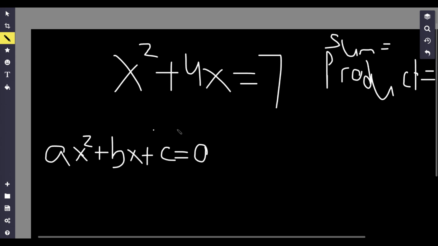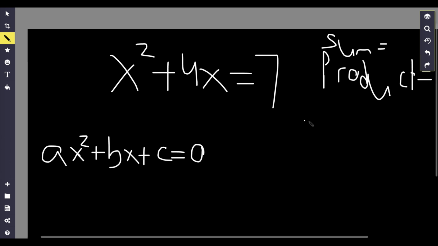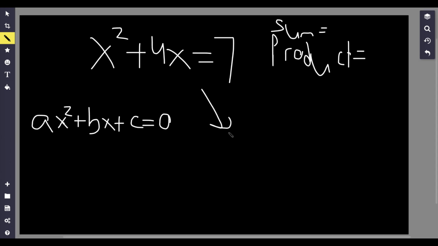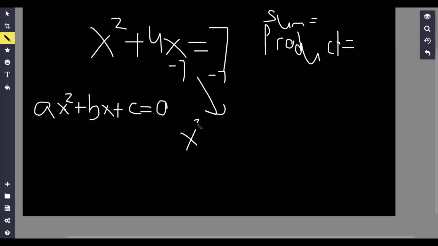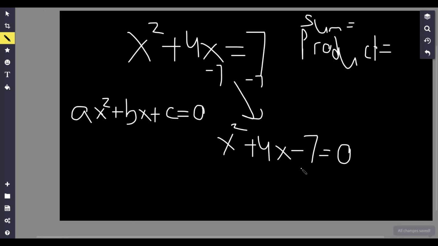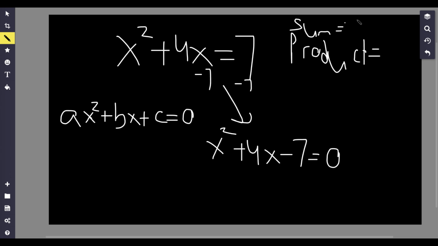Basically, you want to move everything to one side. So that's the first step, right? You notice how one side is equal to 0, and the other side has all the stuff in it. So in this equation, let's subtract 7 from both sides. We have x squared plus 4x minus 7 is equal to 0. And now we can use the sum and product of the roots formulas. We know that the sum of the roots is equal to -b over a, and the product of the roots is equal to c over a.